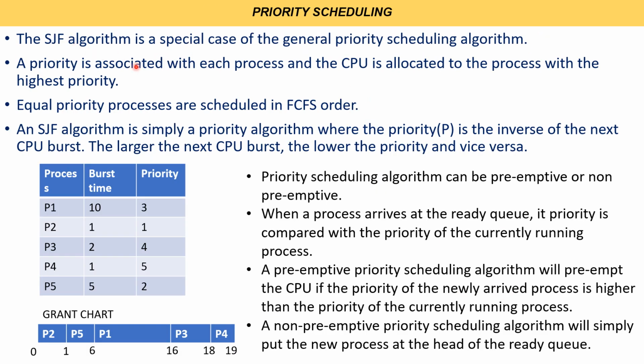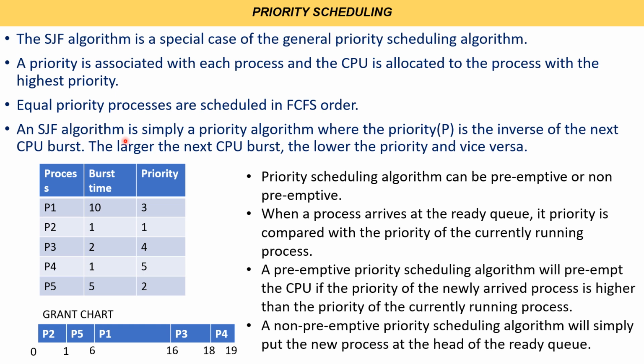Priority. The SJF algorithm is a special case of the general priority scheduling algorithm. A priority algorithm assigns a priority to each process, and the one with the higher priority gets executed first. So SJF indirectly takes burst time as the priority. The lowest burst time is taken as the highest priority. The CPU is allocated to the process with the highest priority. Equal priority processes are scheduled in FCFS order.